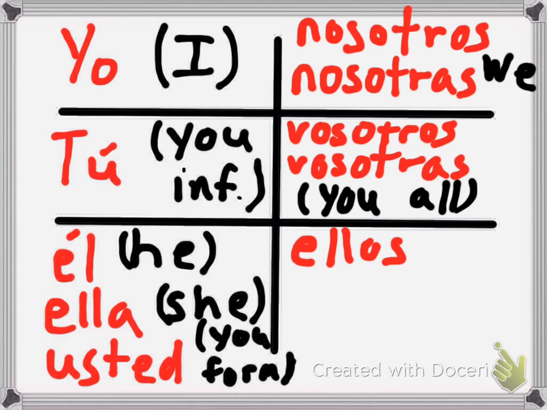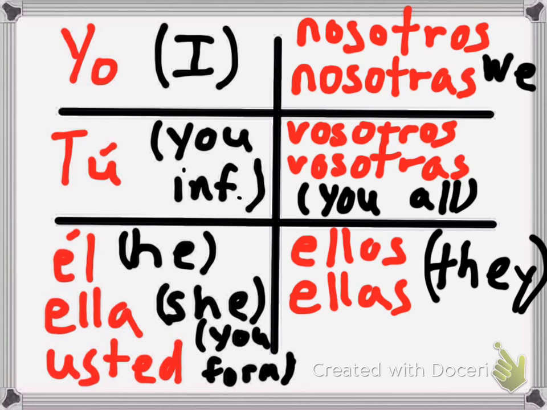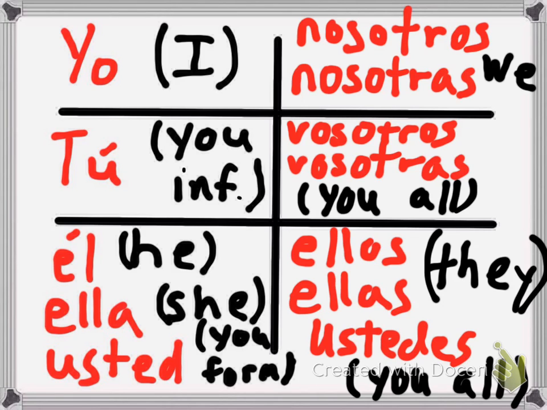In the last box, we have ellos, ellas. Those mean they. So ellos, you could have two boys, all boys together. You could have 99 girls and one boy, and you would use ellos. Now with ellas, that is purely girls. There's no boys. Ellas is purely girls. And ustedes means you all. This is what we use instead of vosotros or vosotras. Ustedes groups boys and girls together. It doesn't really matter. So ustedes.